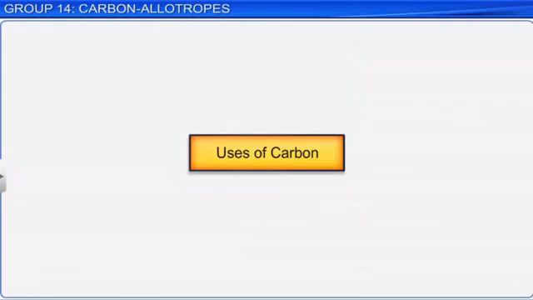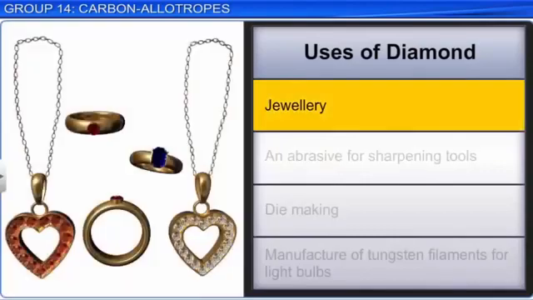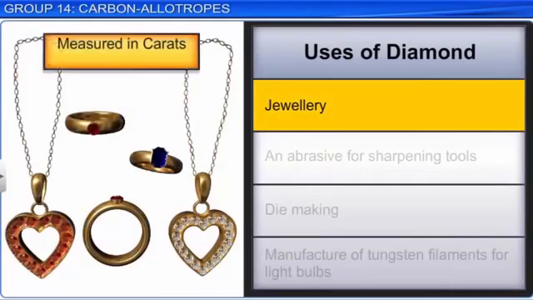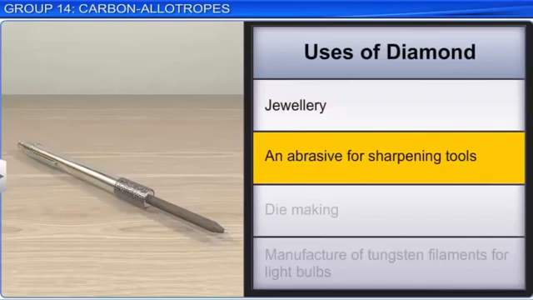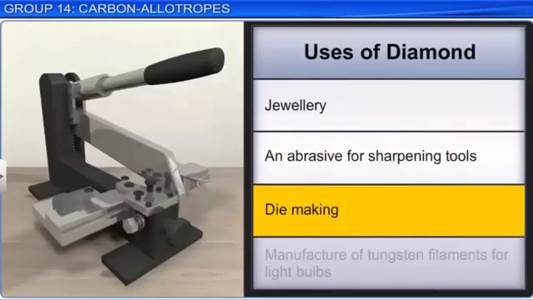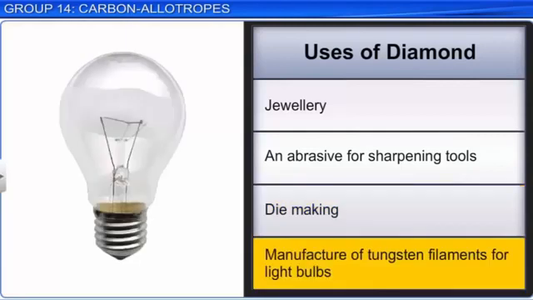Carbon has a wide variety of uses in its elemental forms. Diamond is widely valued in jewelry. They are measured in carats. 1 carat is equal to 200 milligrams. Diamond, both natural and synthetic, is used as an abrasive in sharpening tools, die making, and in the manufacture of tungsten filaments for light bulbs.